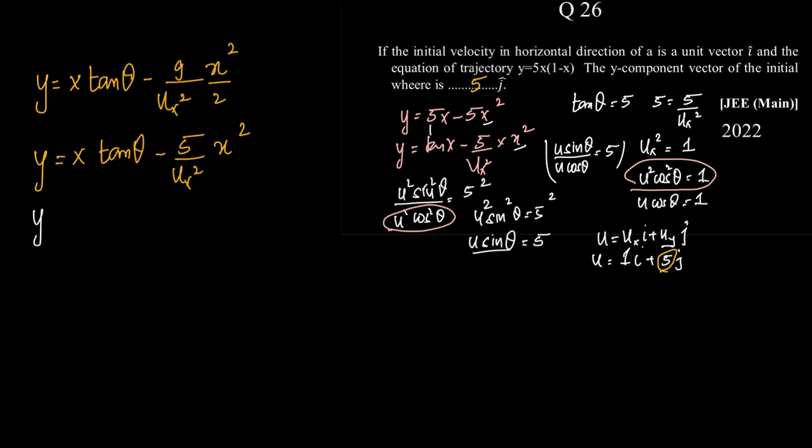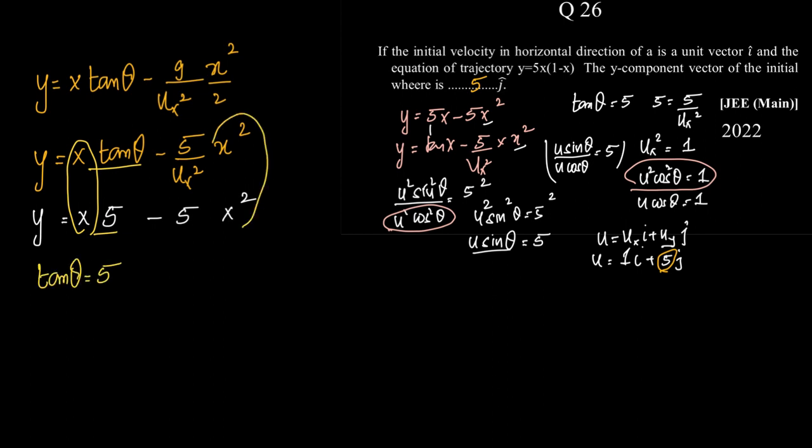Now what is the given equation here? y is equal to 5x minus 5x square. If we compare the coefficient of x, what is left? Tan theta and tan theta, which means we can say that tan theta is equal to 5. If I compare the coefficient of x square, what do we have here? 5 by ux square is equal to 5. So from here, ux square is equal to 1.